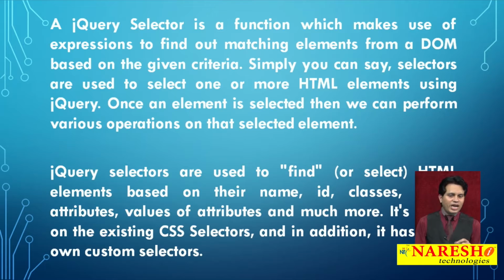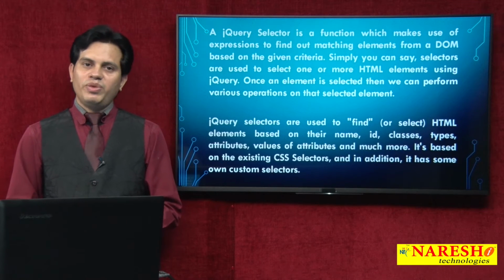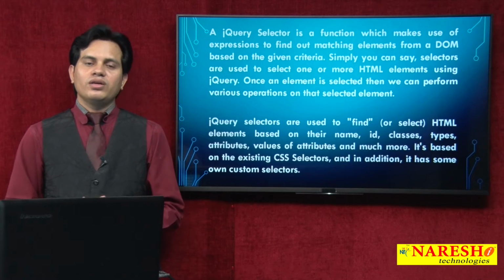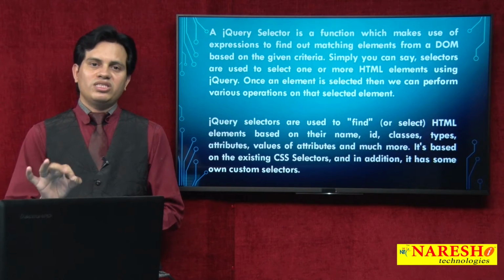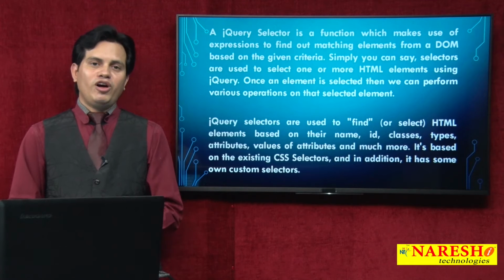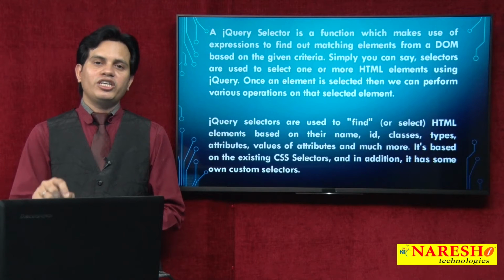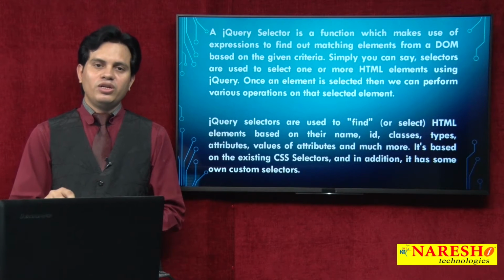Once an element is selected by using the jQuery selector function with a selector expression, then we can perform various operations on those selected elements. As I said in the earlier video session, we have already learned the basic syntax of jQuery. In order to perform any action, you must select an element or elements, means you may perform various operations on a single element or multiple elements. That is required to be selected first, which can be done by using the jQuery selector function with a selector expression from a DOM.